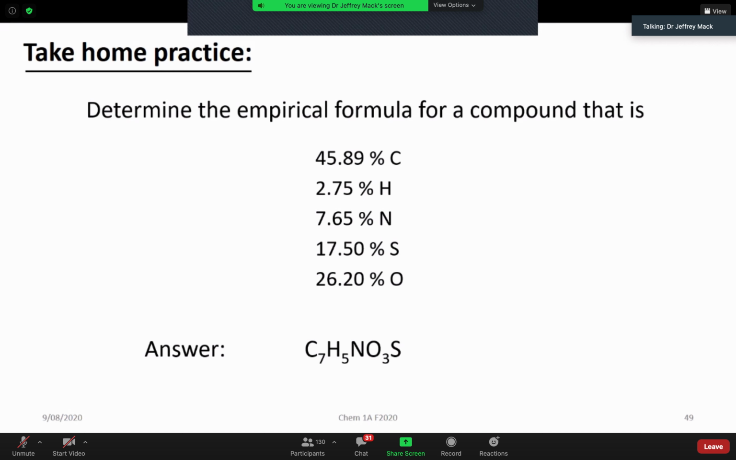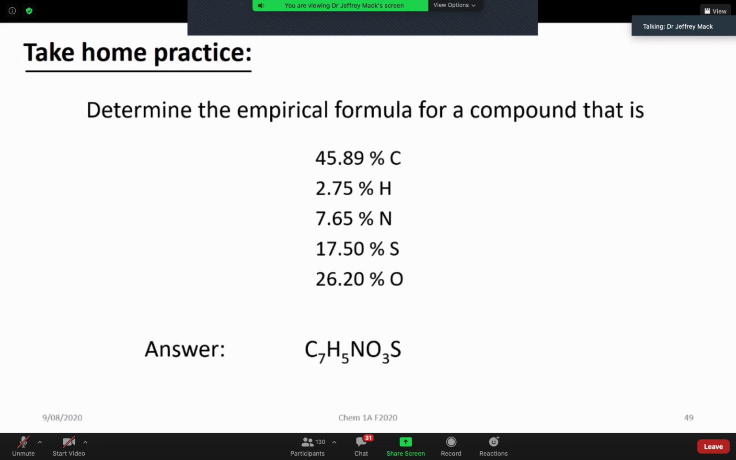All right, so you should get a compound that comes out C7H5NO3S. At this point, it doesn't matter which order you have the elements in. This is kind of just a convention. When you get to organic chemistry, you'll understand. So if you were to write those elements in different orders, that's okay. Don't worry about it. All right? It doesn't matter to me. But you should get C7H5NO3S, and that's the empirical formula.